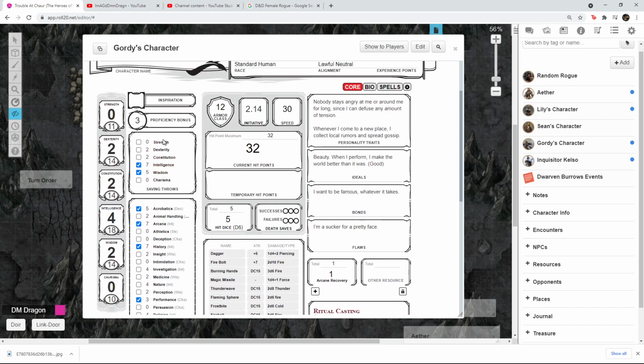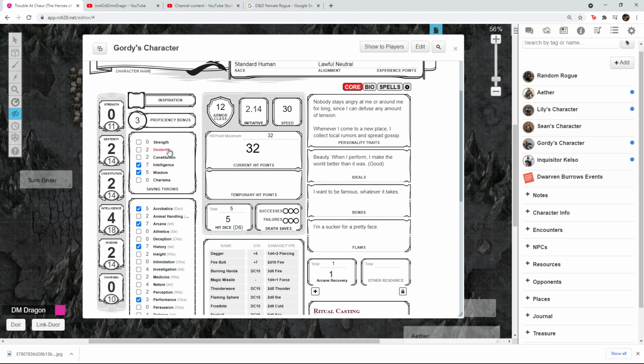These are your saving throws. These are used to defend against certain powerful effects. You would roll these when under the influence of magic or when something very dangerous is happening and you're trying to avoid it. So they correspond to your ability scores. They also are more powerful depending on your class. So wizards are really good at intelligence and wisdom saving throws.